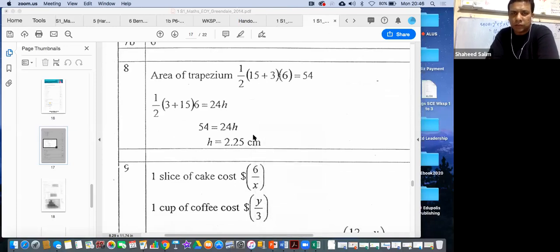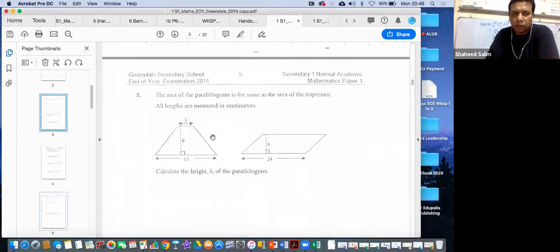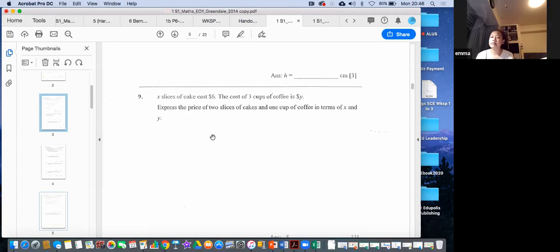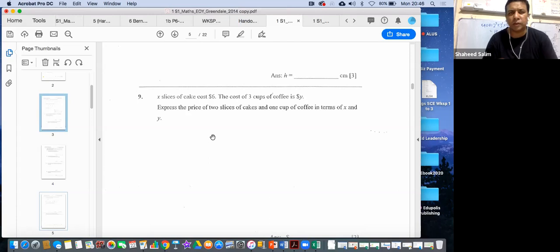What's your answer for question number 9, which is the cost of the cake? Express the price of 2 slices of cake. I think we did this just now, the other day? I think so. Okay, so what's your answer for this one?